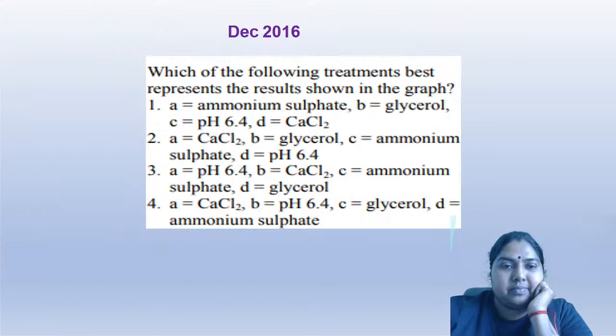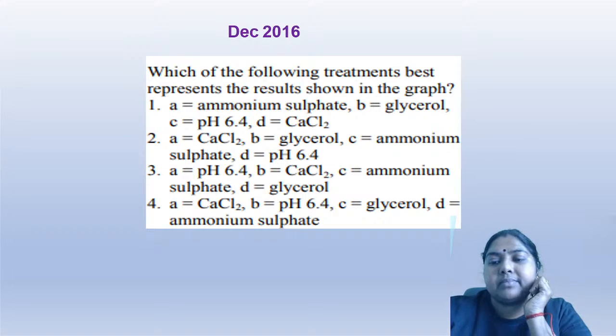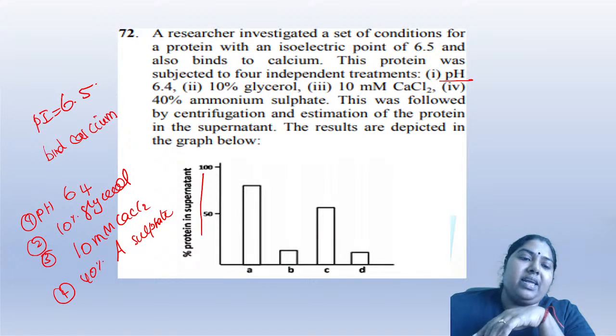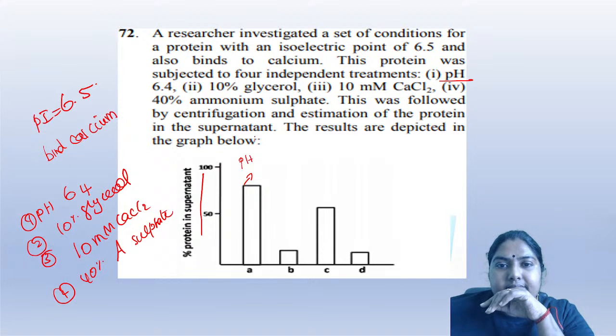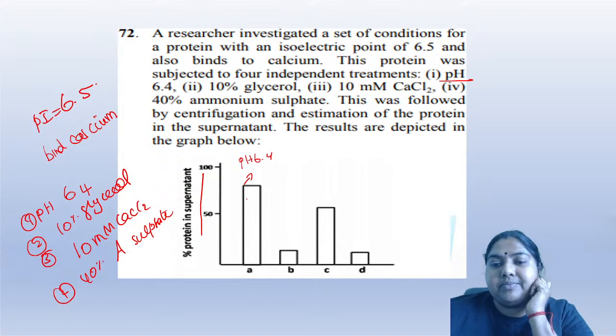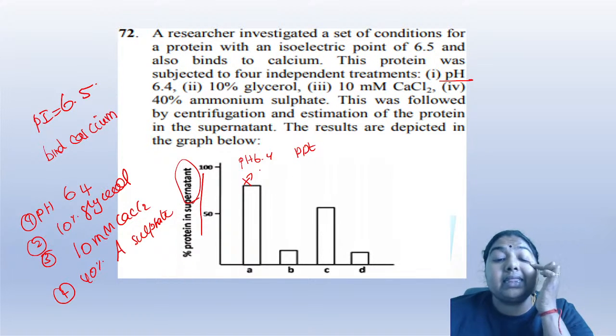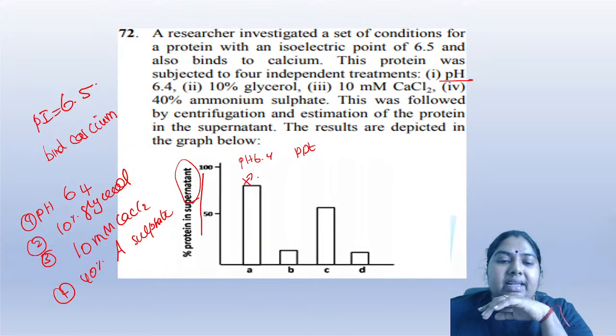Can you map it? Ammonium sulfate, glycerol, pH. We'll go option by option. Can the first one be pH 6.4? Can I keep it? No. Why? Yes, Ram. Because it will precipitate. If it precipitates, in the supernatant nothing will be there. Got the logic? Okay. Second one, it is going to be 10% glycerol.